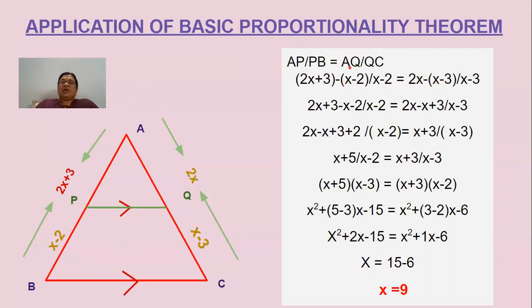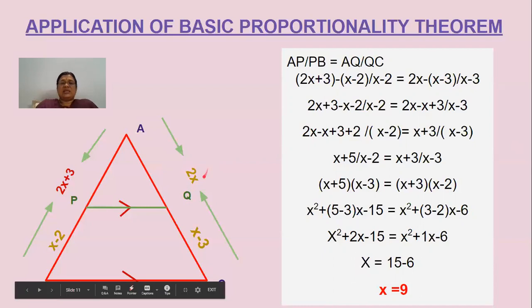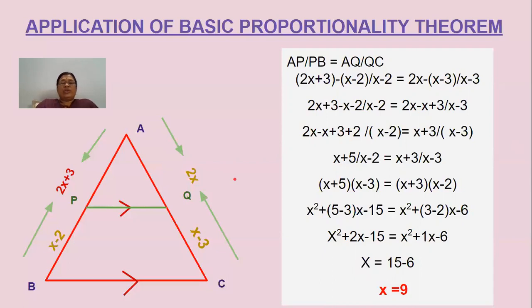And here AQ, you don't know the value of AQ, but here also the same thing, you know the value of AC, that is 2x. And you know the value of QC also. When you subtract QC from AC, you will get the value of AQ. Therefore, here what I have done, 2x minus (x minus 3), and you know the value of QC, that is x minus 3. I think everyone understood this step.